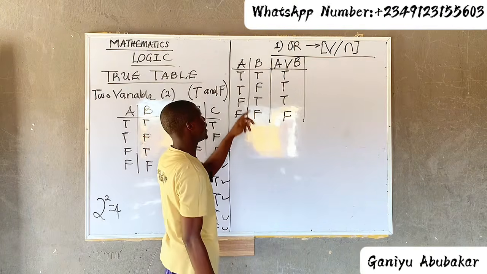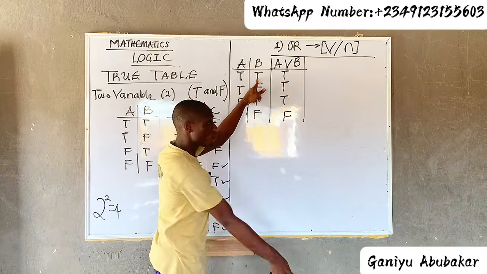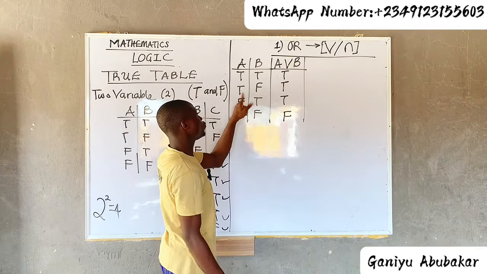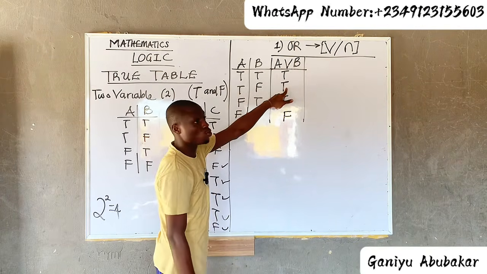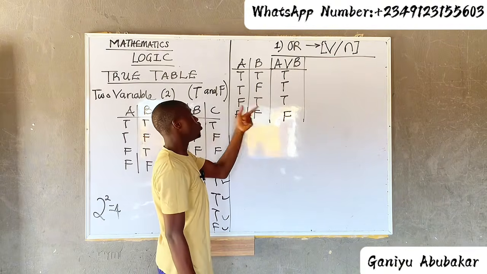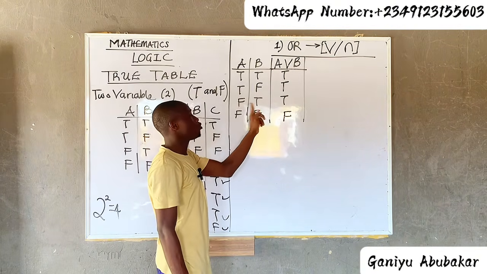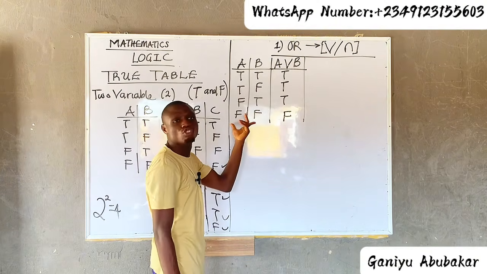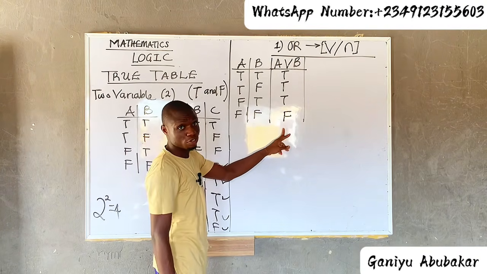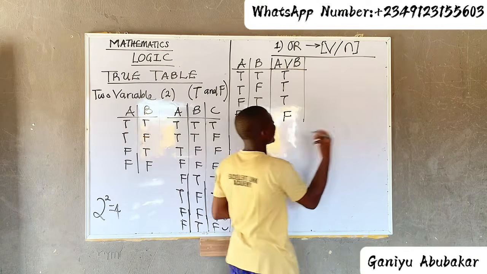What do I mean in essence? This place, I'm having true, true. Of course, my answer will be true. I'm having true, false. Of course, a true exists in it. It will be true automatically. False, true. I can see in between this false, true, there's still a true there. I'll have true. False, false. There's no true here. So it becomes false.